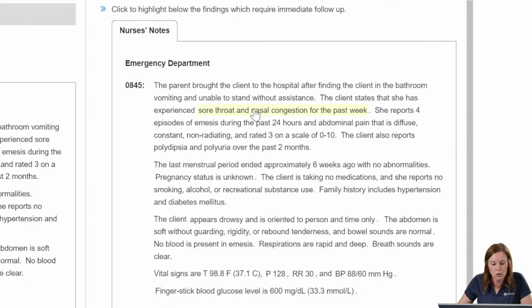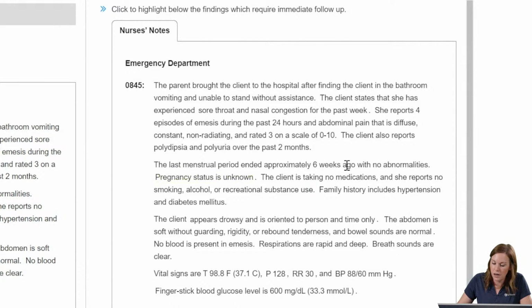So of our options, sore throat, nasal congestion for the past week. That's not screaming emergency to me. Again, our instructions say click to highlight below the findings that require immediate follow-up. So I don't think a runny nose, it's not life-threatening at this point. So I'm not going to click that one.